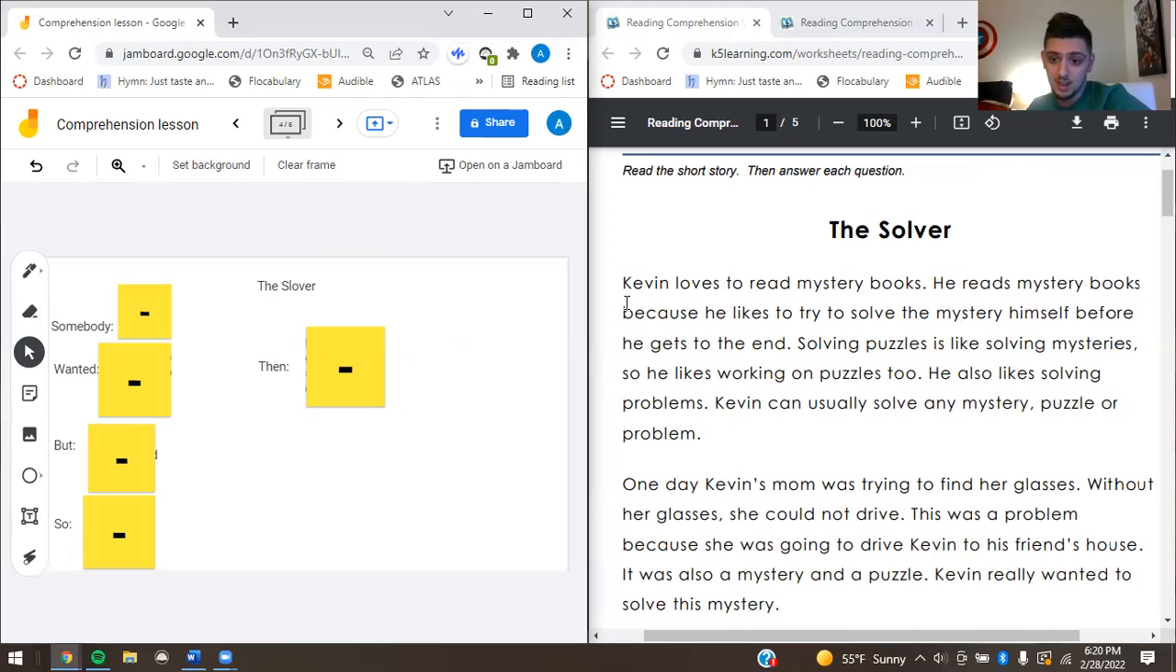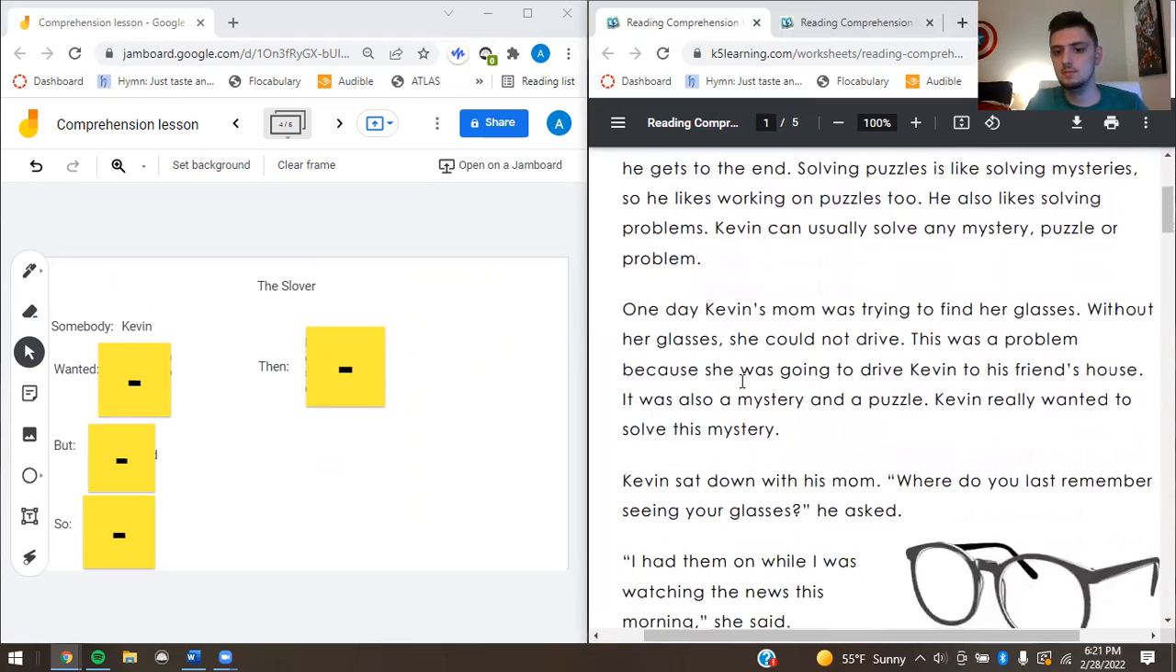Awesome. So I'm looking at this and I hear Kevin's coming up a lot. Kevin likes to read books. And the subject of this story, or whoever it's about, is Kevin. So for somebody, we're going to write Kevin. Awesome. And let's look further down. We're going to keep an eye out for Wanted, and we're also going to keep an eye out for But.